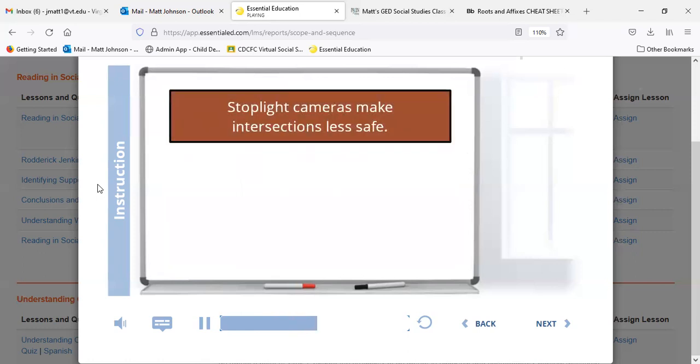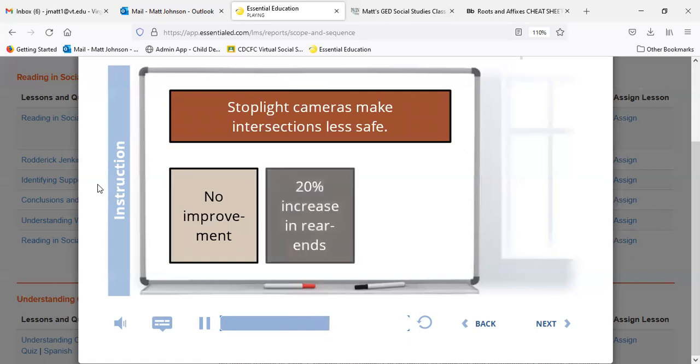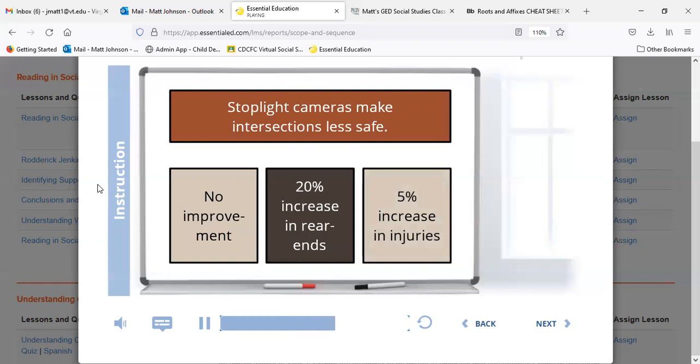To support his statement, the author referred to facts from a number of scientific studies. Look here at the kind of details he used. No improvement in problem intersections. A 20% increase in rear-end accidents. A 5% increase in accidents resulting in an injury. See, this is a persuasive text, supported by facts and evidence. Something that people might find convincing. The kind of details you use depends on the statement you're supporting. A persuasive text needs hard proof.